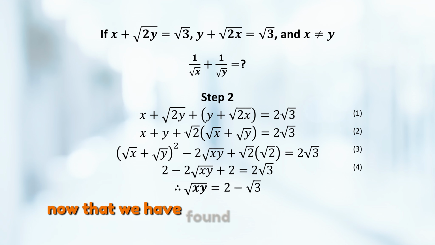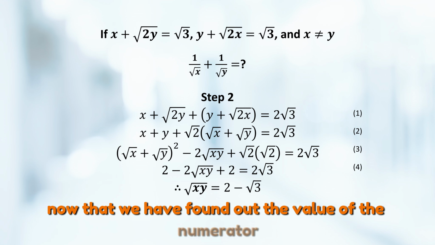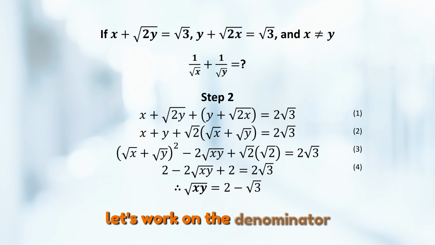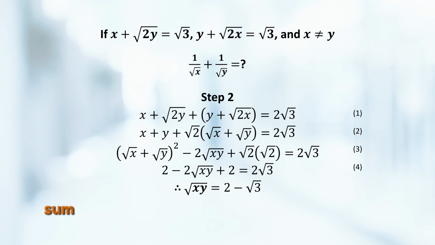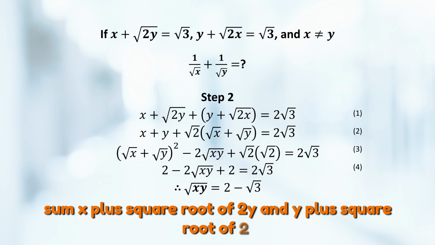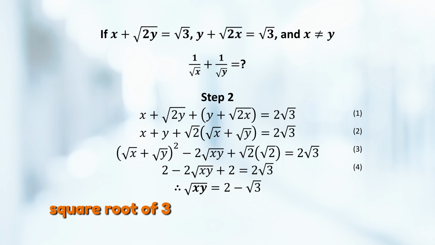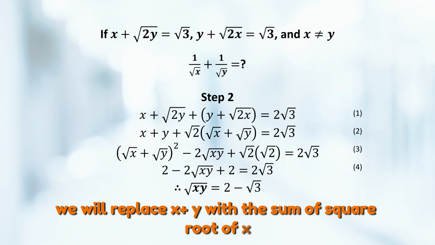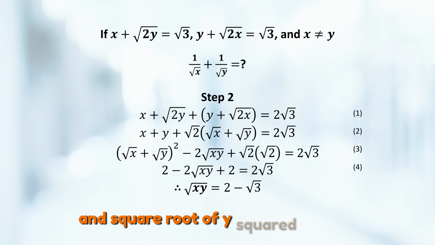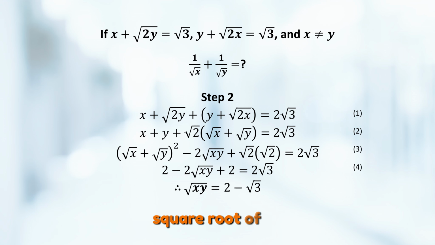Now that we have found out the value of the numerator, let's work on the denominator. We'll first sum x plus square root of 2y and y plus square root of 2x, which equals 2 square root of 3. In equation 2, we'll factor out square root of 2. In equation 3, we will replace x plus y with the sum of square root of x and square root of y squared minus 2 square root of xy.